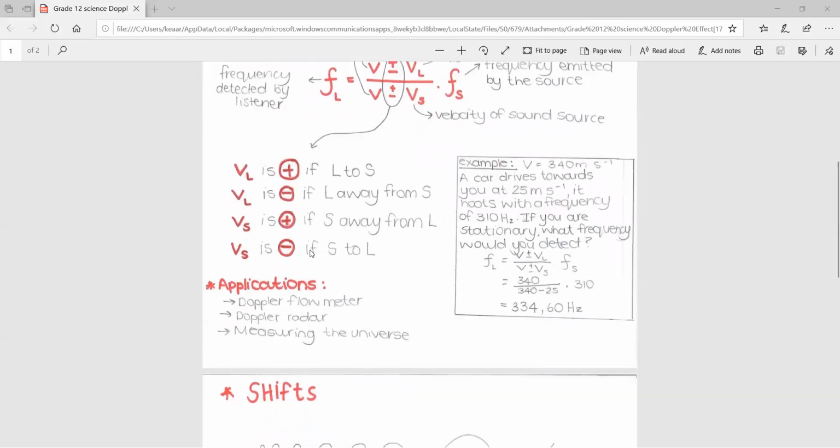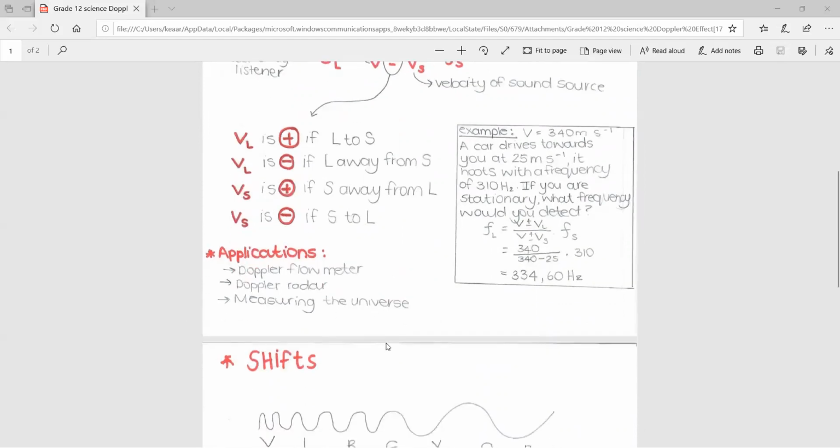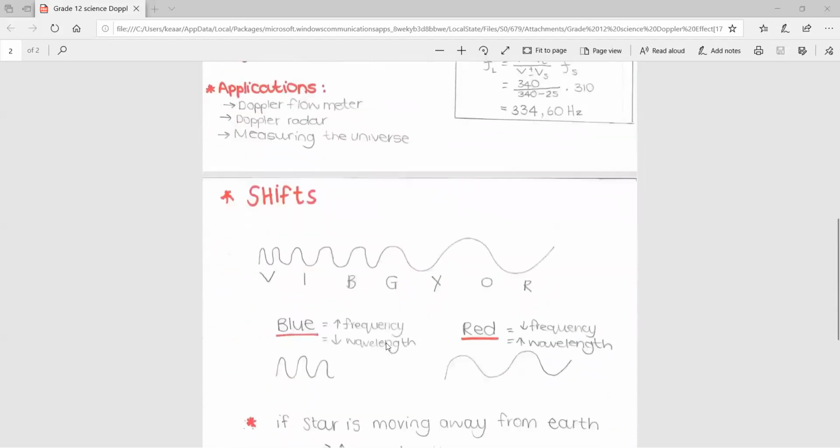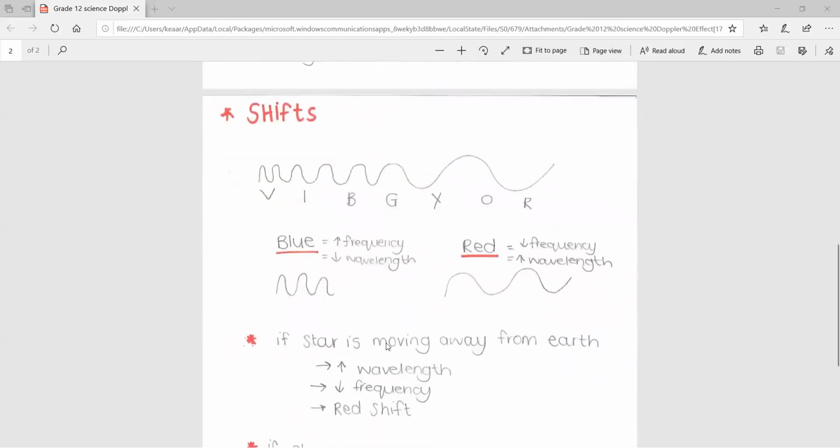Then a slight theory question they could ask you in this. They could ask, what are applications of the Doppler effect? And these are 3 examples: the Doppler flow meter, the Doppler radar, and measuring the universe. Then we move on to the shifts. Generally, there are the blue shift and the red shift. They're the most common and probably the only ones in the syllabus.